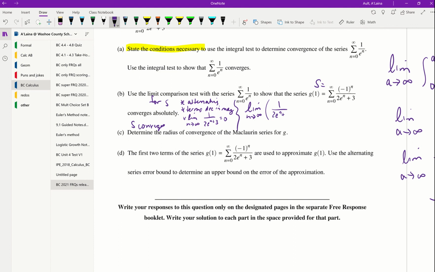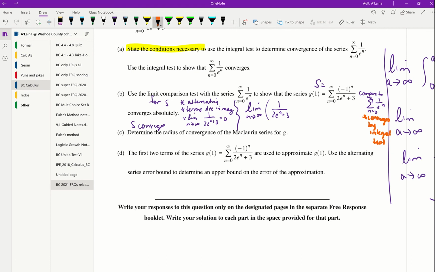There is no absolute value here, by the way. Times, or actually divided by the one you're comparing it to. Okay, and so we are going to compare this to 1 over e to the n. Now, when I come to compare it with something, I do need to show what's happening with 1 over e to the n. We already know that this one converges by the integral test. We did that in A. We don't need to redo that.